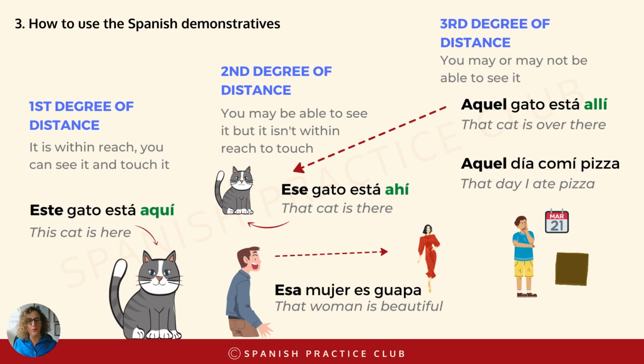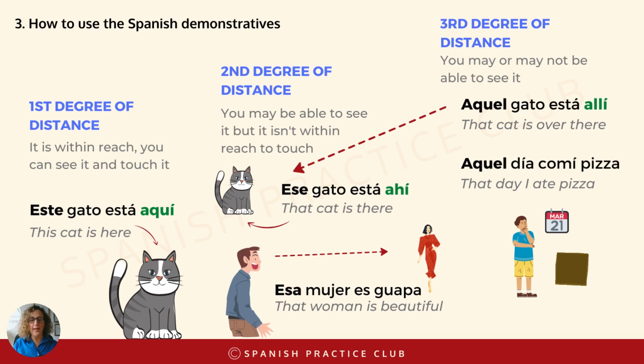Let's see a few examples on how this first, second, and third degree of distance would work in space and in time. So on the left-hand side of this slide, we've got the first degree of distance. It is within reach. You can see it and you can touch it. For example, este gato está aquí. This cat is here. Second degree of distance, you may be able to see it, you probably can, but it isn't within reach to touch. Ese gato está ahí. That cat is there.